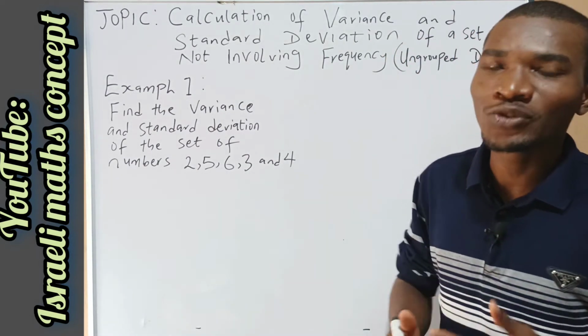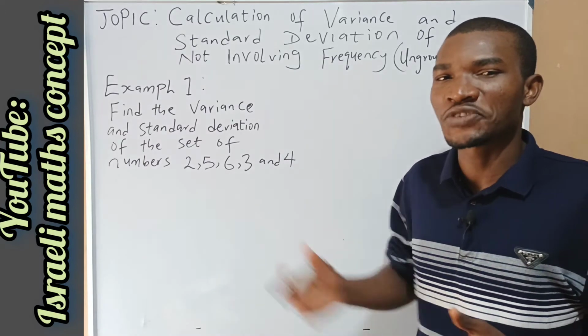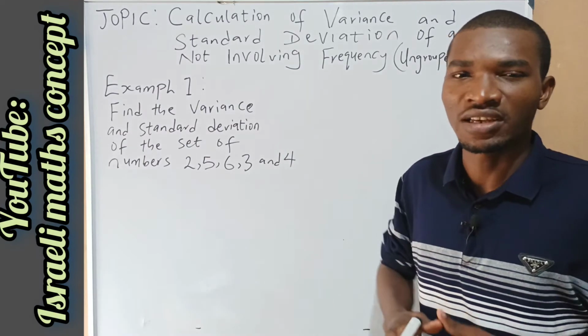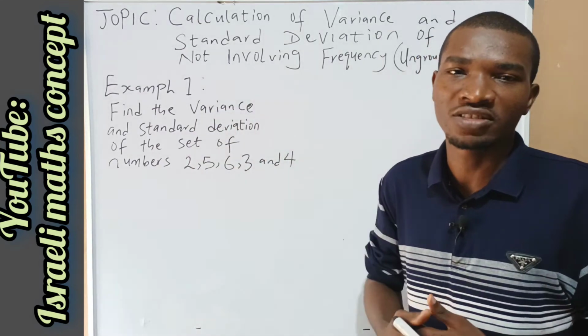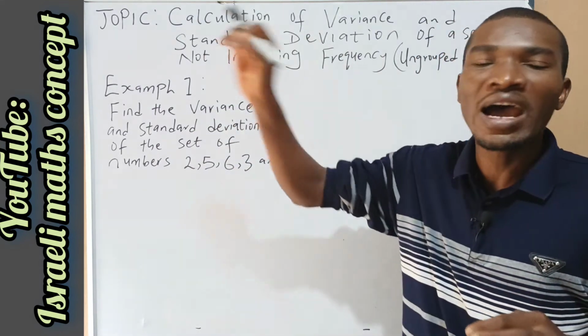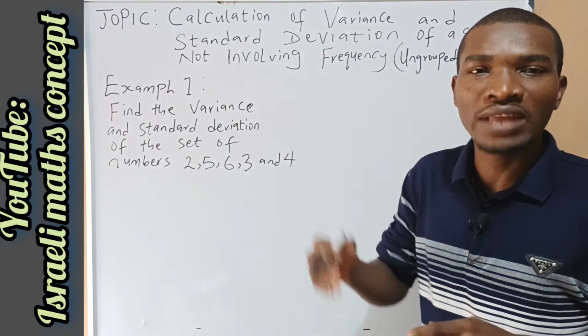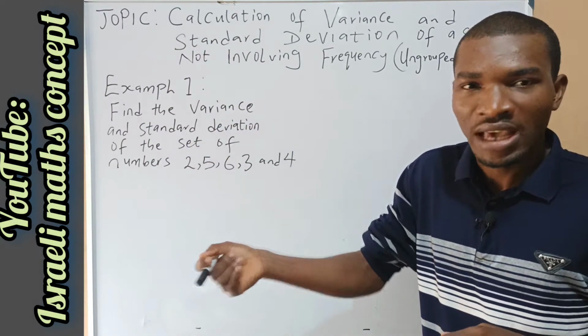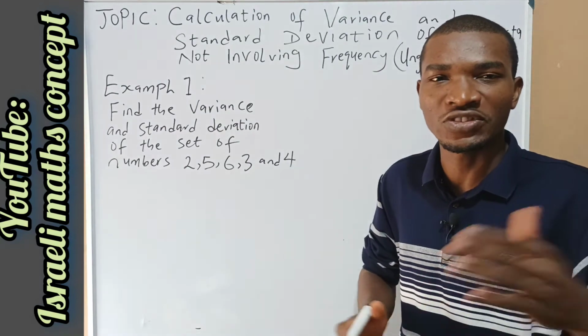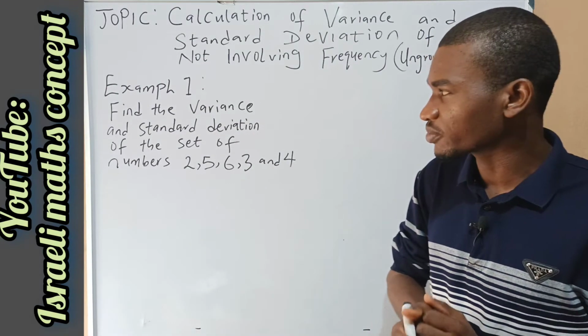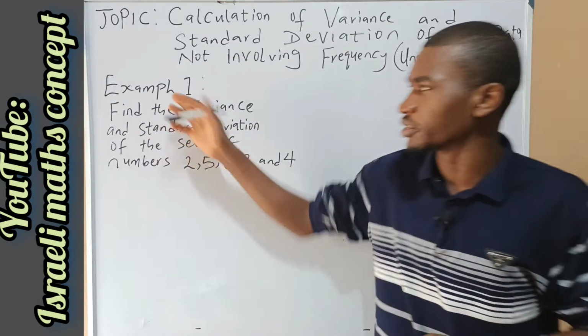So whenever you are asked to calculate the standard deviation of a given set of data, it is very simple to do so. First of all, find your variance, and after which you find the square root of that variance you've gotten, and the square root of the variance value is automatically your standard deviation. All right, I want to take the example on the board.